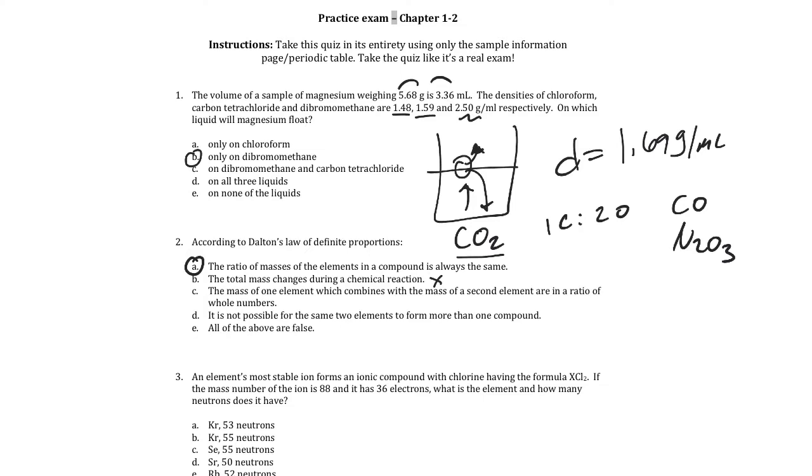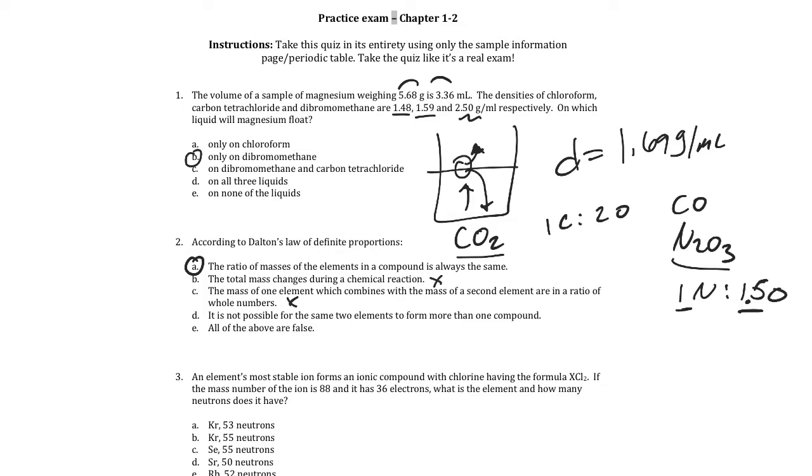And so C, the mass of one element which combines with the mass of a second element are in a ratio of whole numbers. Well, in a weird case with N2O3, or a compound like N2O5, you see that the ratio of N to O is actually not in a whole number ratio. For every 1 N, there's 1.5 O. So you can see that the ratios don't necessarily have to be whole numbers. You could have fractional ratios for the elements in a compound. So statement C would be incorrect.